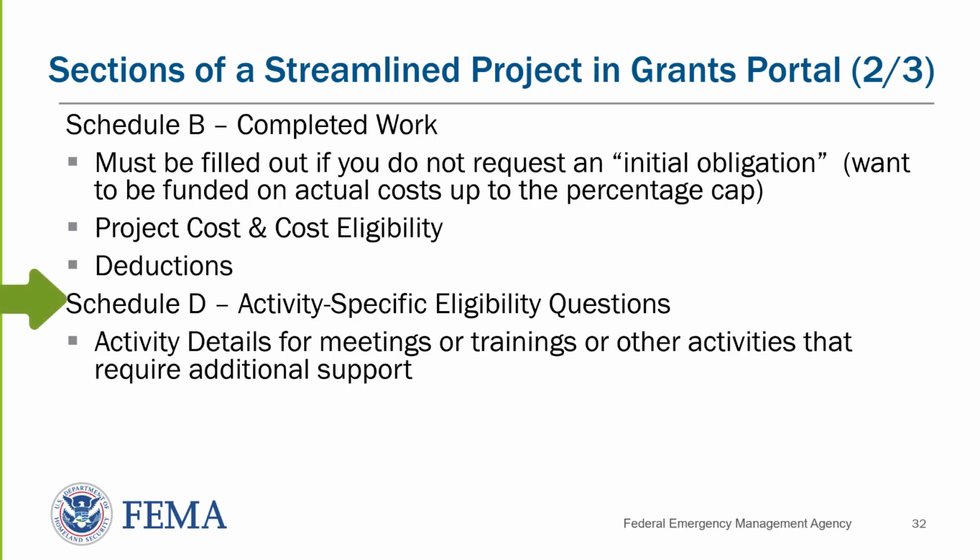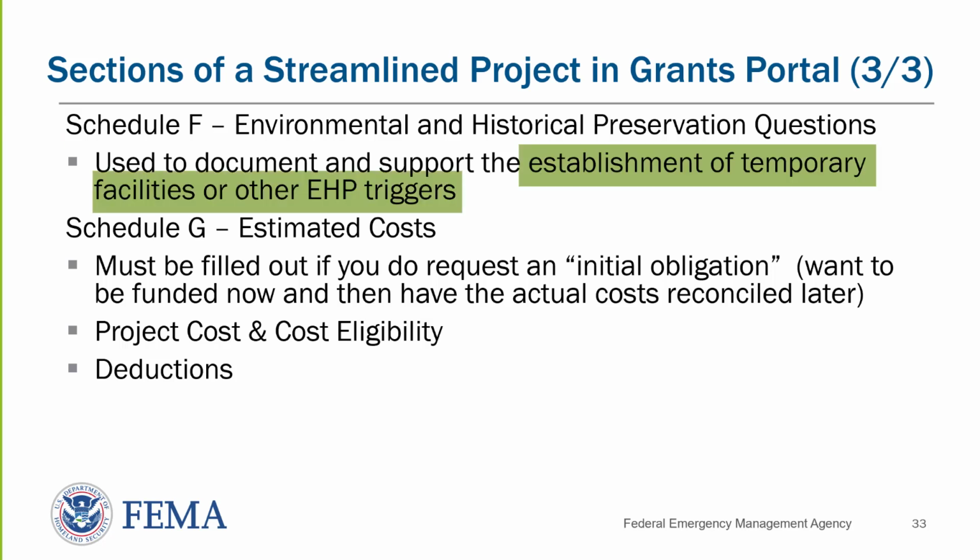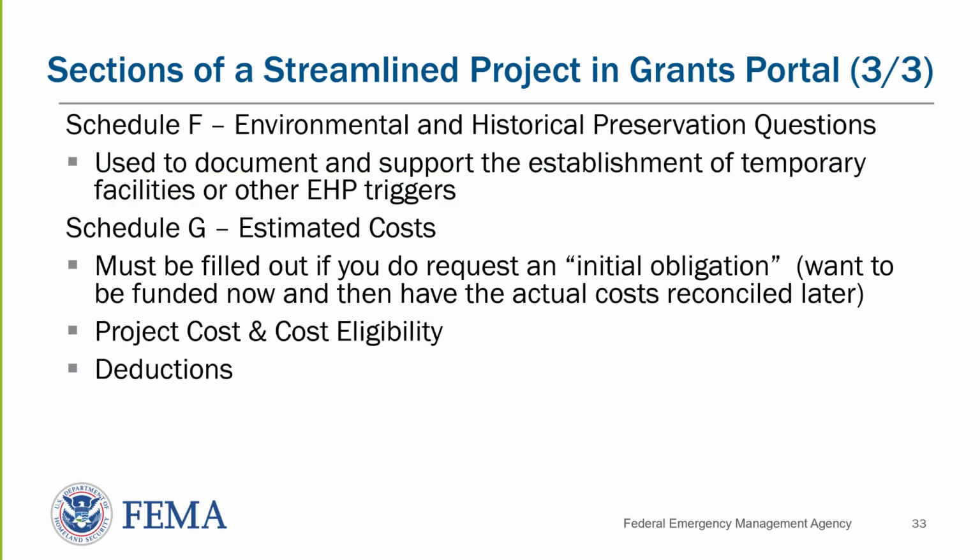Our Schedule D is our activity-specific questions, and that's when it's going to want some specific information about our meetings or our trainings, just to back them up. And then we have Schedule F, which is our environmental and historic preservation, EHP. Certain activities, like the establishment of temporary facilities, are EHP triggers. So they're going to look to make sure that all the permits were right, that you didn't put your temporary facility on top of an endangered species nesting site, things like that.